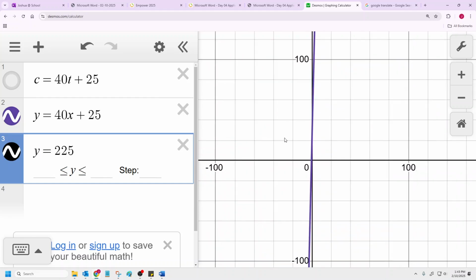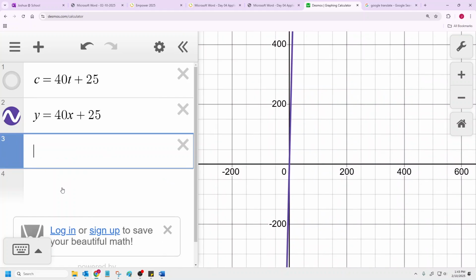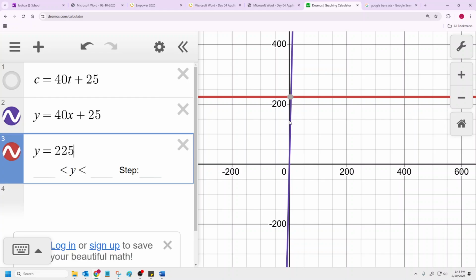So check this out. I'm going to zoom out. Do you see this black line? I don't have a color. Let me see. Red. There we go. It's easier to see. Check it out. I said that y equals 225. That was the total cost Emma spent.